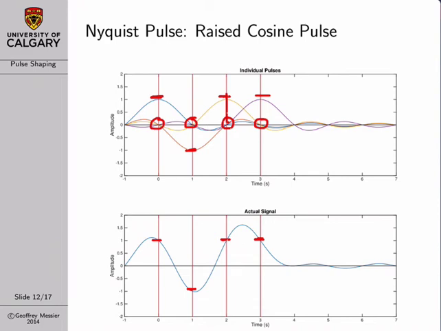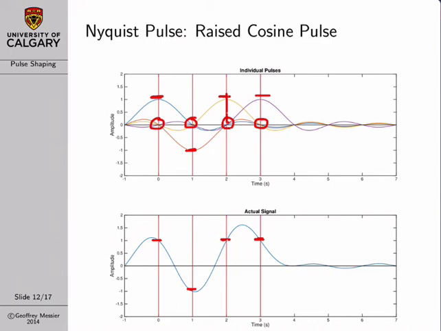Now, this all works fine as long as we are looking at the symbol values at exactly 0, exactly 1, exactly 2, and exactly 3. So as long as we're sampling at exactly the multiples of the symbol time and our synchronization is perfect, then we have 0 ISI.